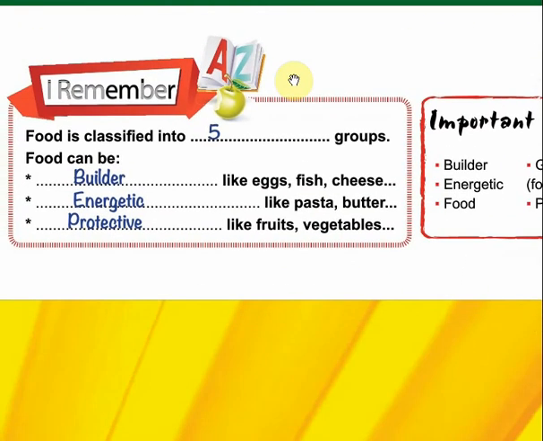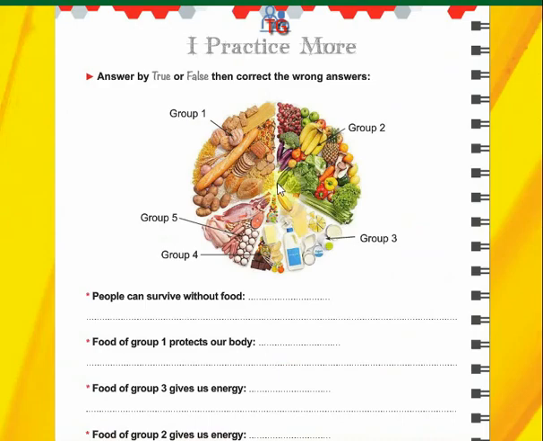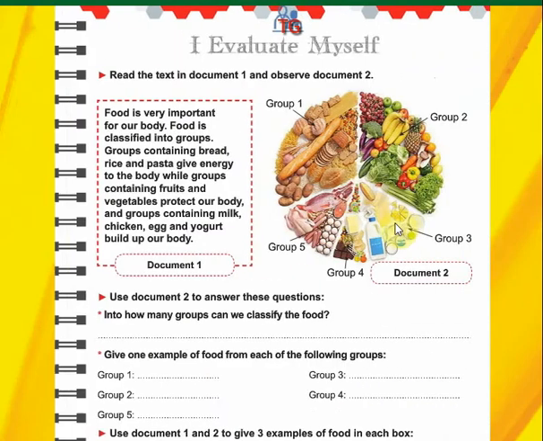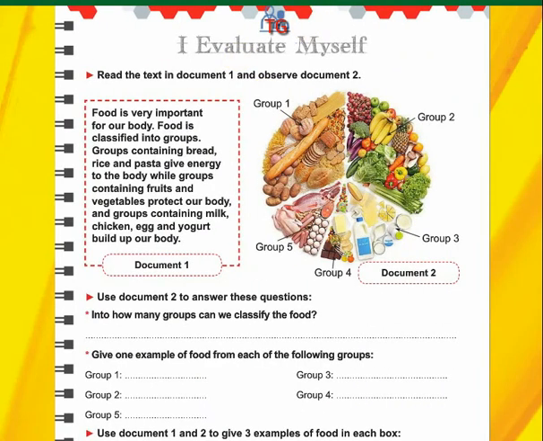So we get this result. Food is classified into 5 groups, and food can be builder, like eggs, fish, cheese, energetic, like pasta, butter, and so on, and protective, like fruits and vegetables. And finally, I want you to study I practice more, and also I evaluate myself.